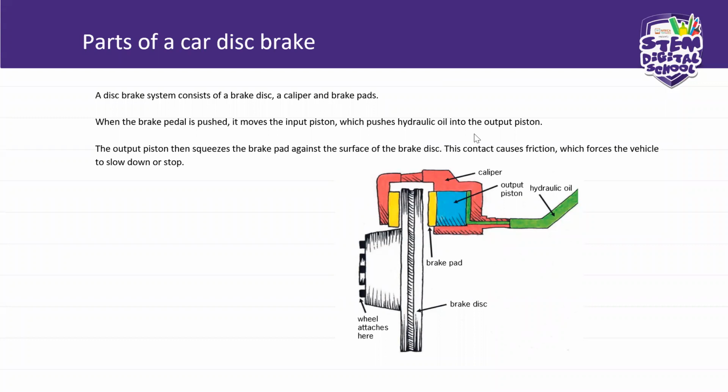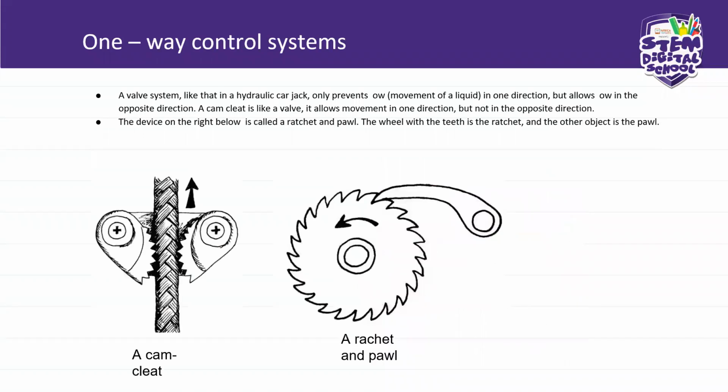Okay, is it clear? So this diagram doesn't have the input. It only has the output part of the system. But for you to understand the system completely, you have to understand that it starts from the brake pedal. That is where the input is, from the brake pedal, when the driver is applying the brakes. Okay. Are you happy about the brakes?